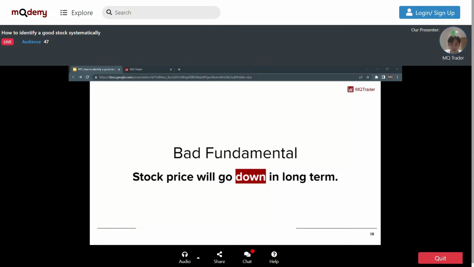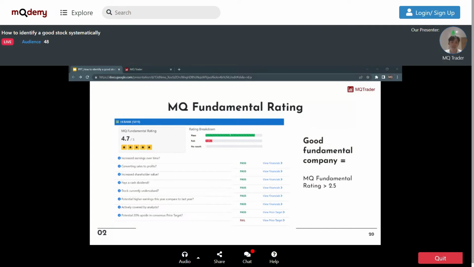Now, I know it sounds very troublesome, like you need to read through a company's financial statement to understand the fundamentals, but never mind. Remember, just now I mentioned we have a faster and simpler method for you to do analysis. Yes, and the faster method is by using the MQTRADER system. Right here, you can use our system to generate the MQ fundamental ratings for your stocks.